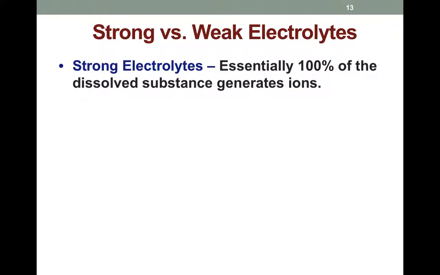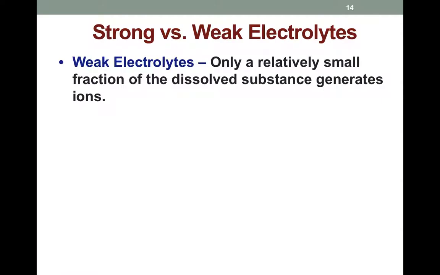An example of a strong electrolyte would be something like hydrochloric acid or sodium chloride, which has a pretty high solubility. Something that would be a weak electrolyte would be something like acetic acid, which we find in vinegar, and it only dissolves or ionizes about 5%.